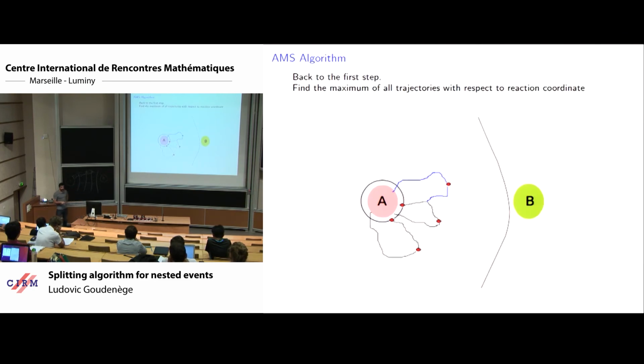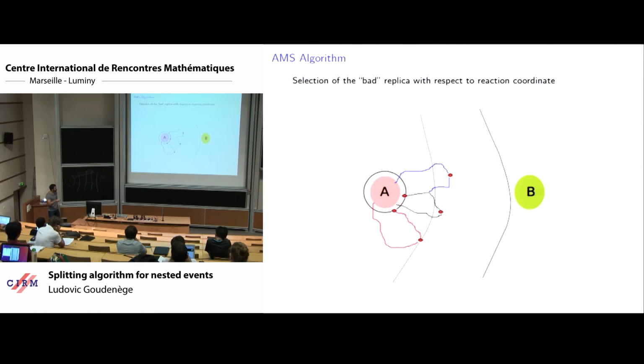Okay, so I have now a new population of particles, but all the particles have reached this level. So I can do the same thing again. I compute the maximum of all the particles, decide which is the bad one with respect to the level, kill this one, and again branch on the other particles. In this algorithm, what I see is that at each iteration, all the particles go in the direction of B, because I am killing the bad one.